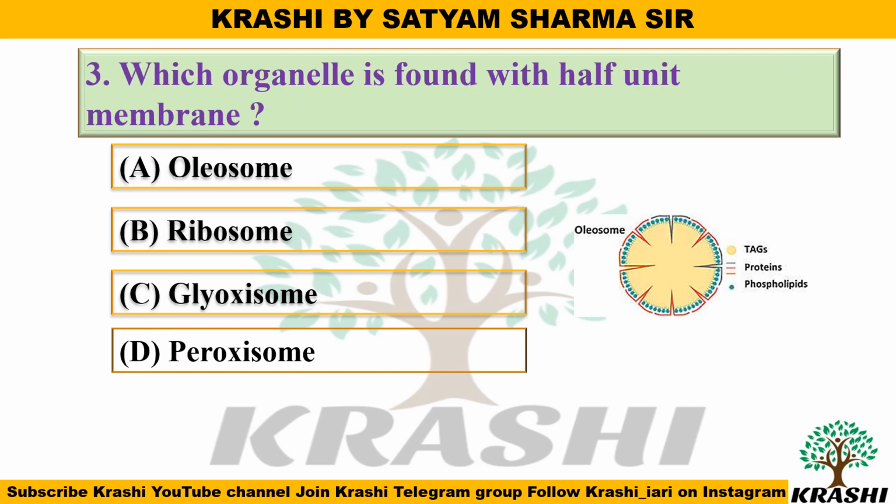Question number 3. Which organelle is found with half-unit membrane? So the correct answer is option A, oleosome. These are natural oil droplets which are present with a half-unit membrane.